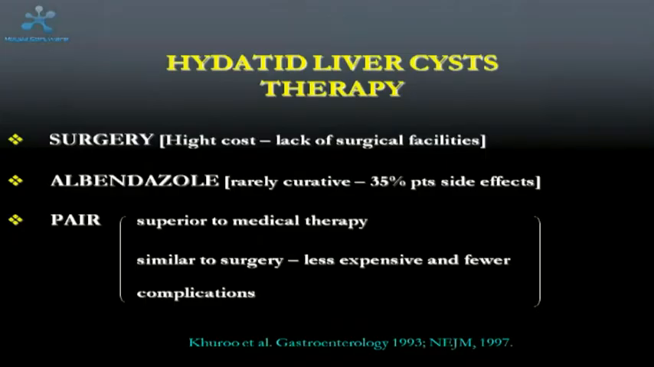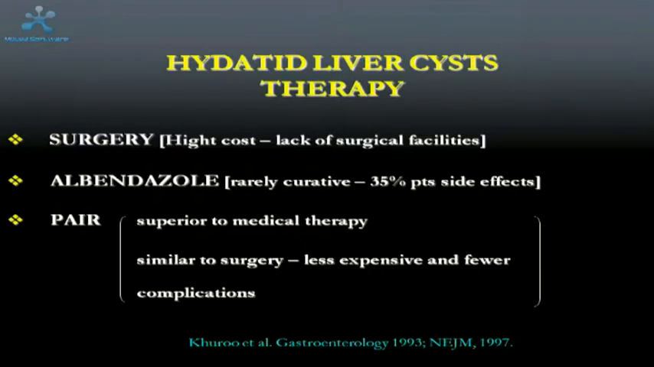The treatment for hydatid liver cysts is surgery, but it is of high cost. There is a lack of surgical facilities in the areas where there is much more prevalence and incidence of this disease, and also there are many cases of relapse and recurrence of the cyst in patients that have been operated on. Albendazole is a useful therapy, though not cheap, but it's not really very effective. It should be continued lifelong for the patient.